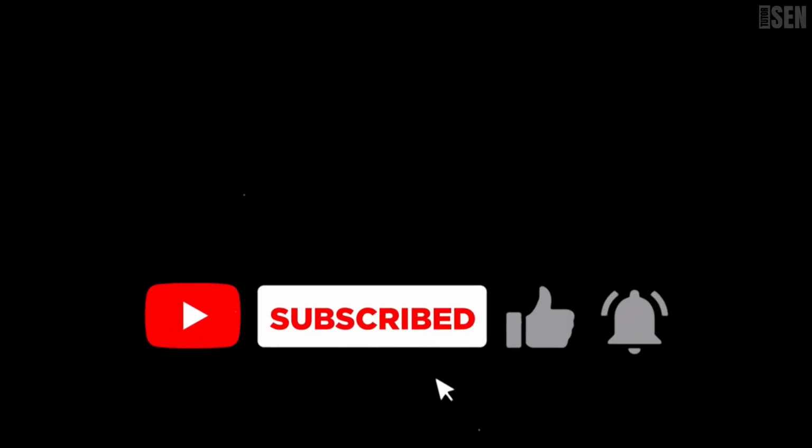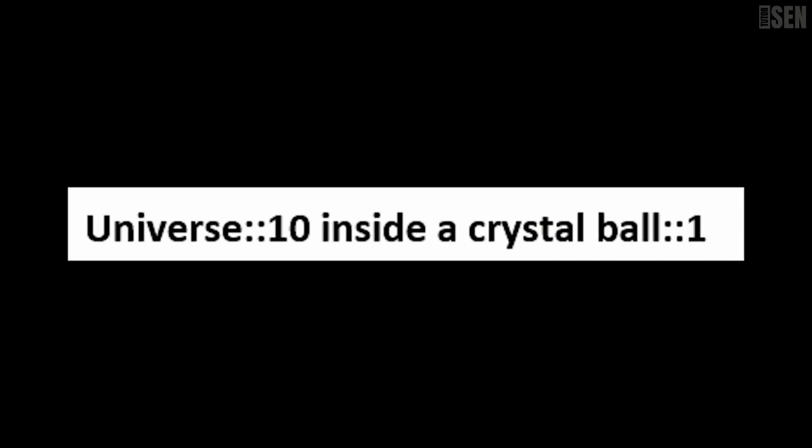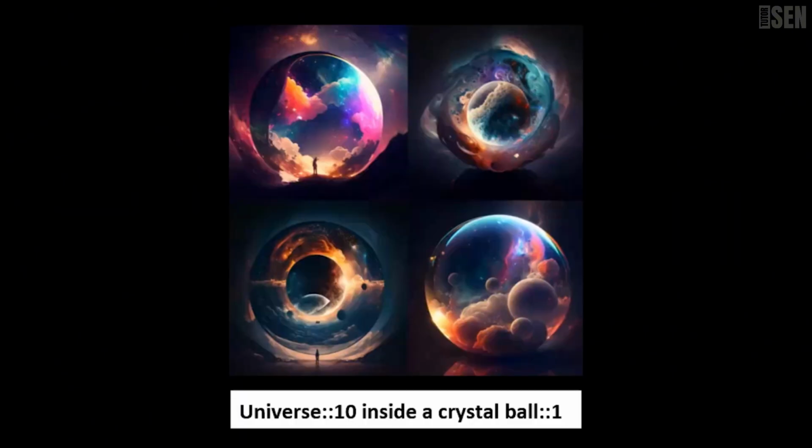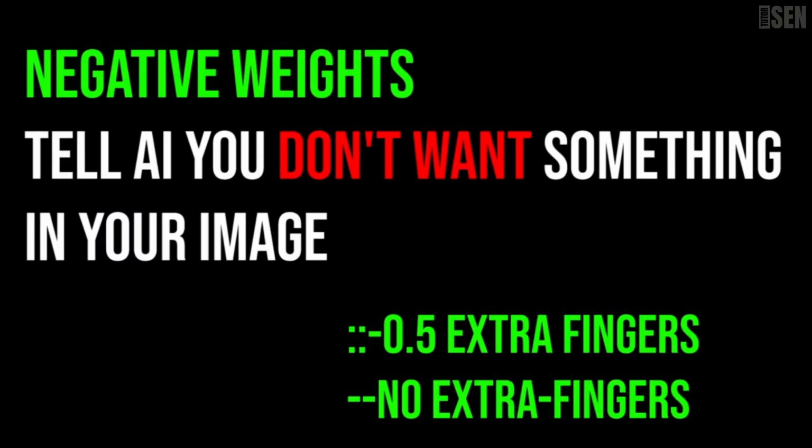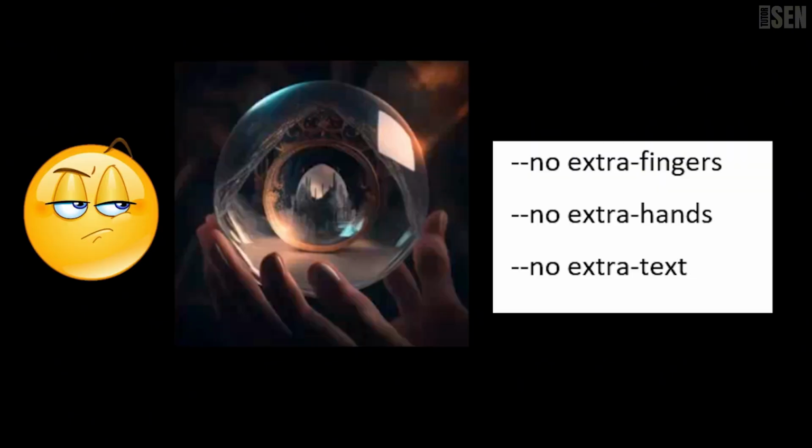Let's dial the universe down a little bit and use the prompt universe, double colon 10, inside a crystal ball, double colon 1. Now you can see more of the crystal ball. The universe is still 10 times as more important, but there's still enough room for the crystal ball to show up. Do you remember we can have a negative weight? You can use colon with a negative number to remove things. Or at the end of the prompt, you can use a parameter by adding a space, dash dash no extra fingers, for example. No extra fingers, no extra hands, no extra text, etc.